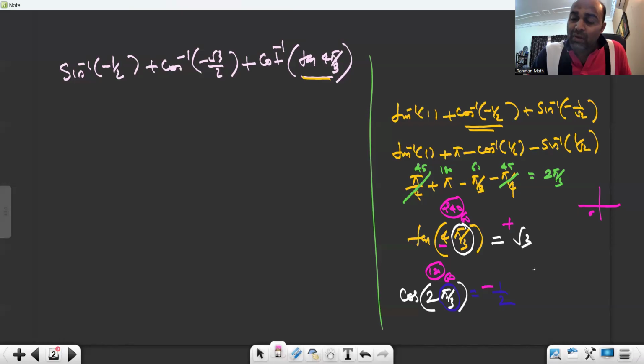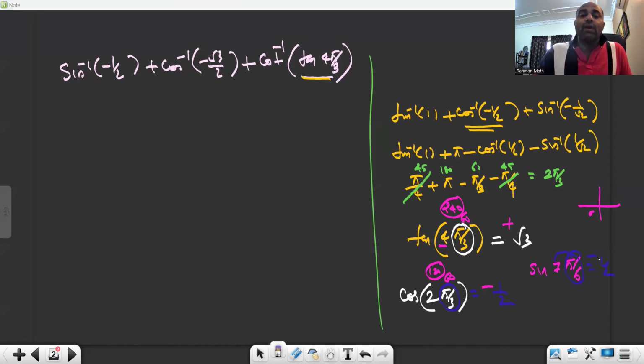Suppose you want to find sine 7 pi by 6. 7 into 30, 210. 210 which quadrant? Third quadrant, so it will be negative. Third quadrant sine is what? Negative.